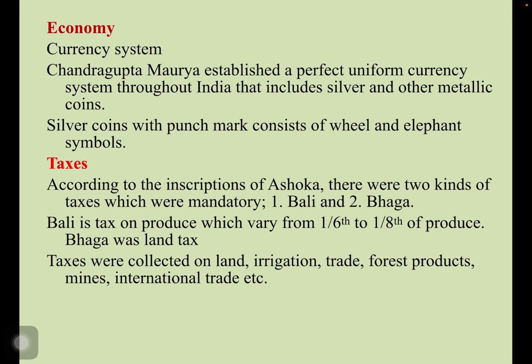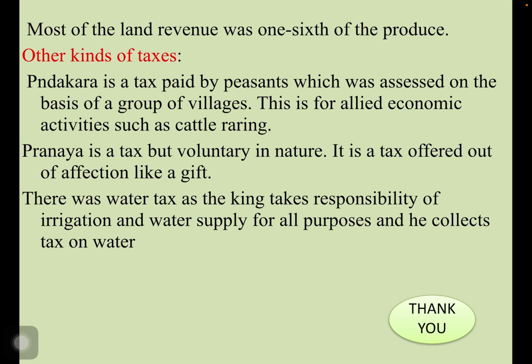Taxes. According to inscriptions of Ashoka, there were 2 kinds of taxes which were mandatory: Bali and Bhaga. Bali is a tax on produce which varied from 1/6 to 1/8 of produce. Bhaga was land tax. Taxes were collected on land, irrigation, trade, forest products, mines and international trade. Most of the land revenue was 1/6 of the produce.